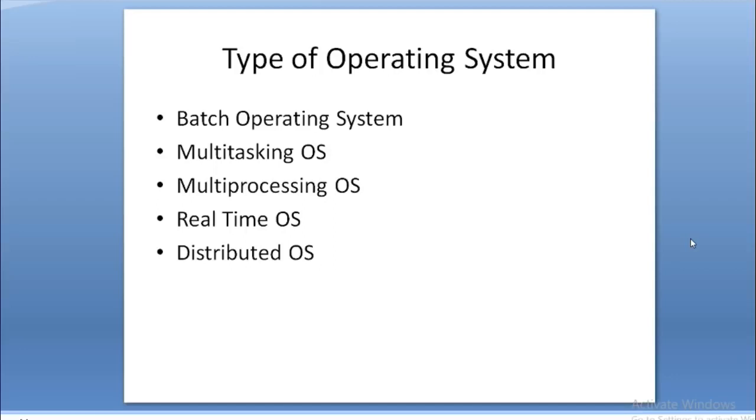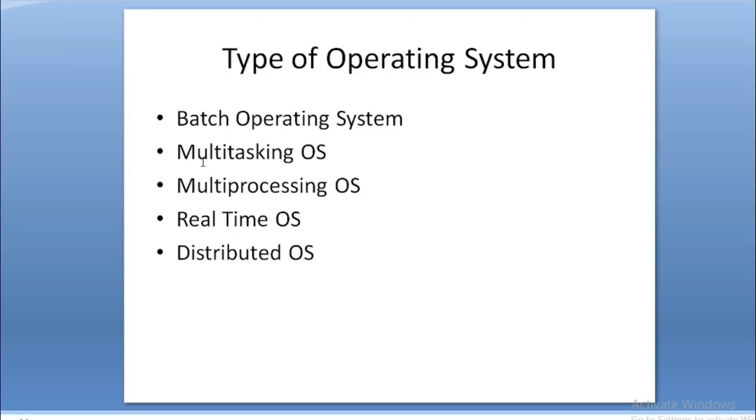Second one is multitasking operating system. Multitasking operating system means whenever the operating system can handle more than one task at a time, then it is called the multitasking operating system. And nowadays every operating system has the ability to tackle multiple tasks. So every operating system is a multitasking operating system in today's world.